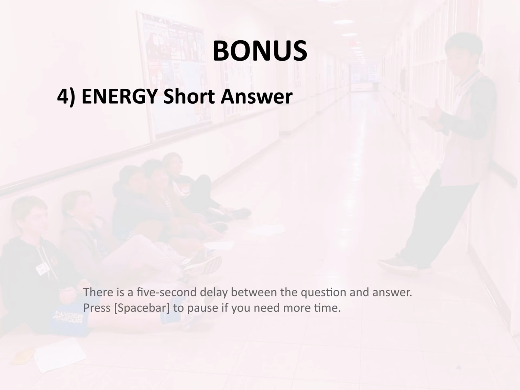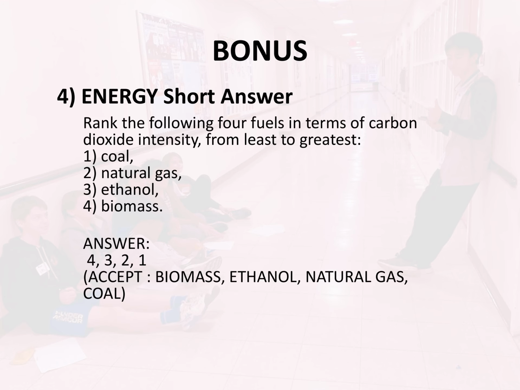Bonus 4. Energy short answer. Rank the following 4 fuels in terms of carbon dioxide intensity, from least to greatest: 1 is coal, 2 natural gas, 3 ethanol, 4 biomass. Answer: 4, 3, 2, 1.